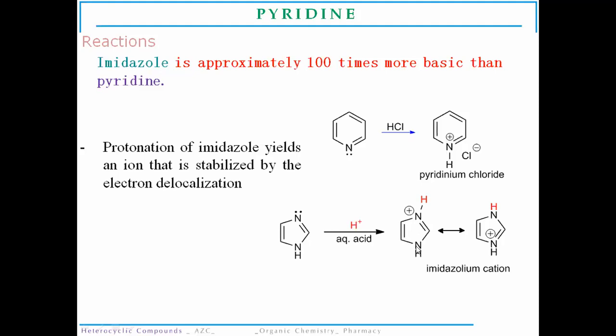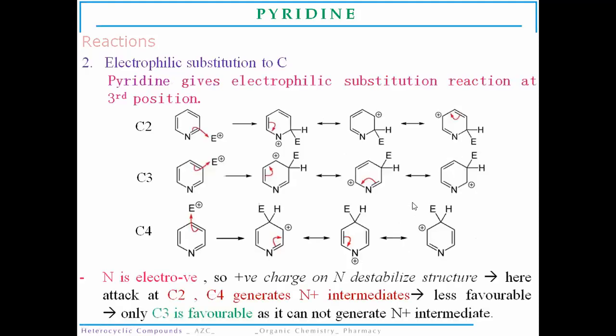That's why imidazole is 100 times more basic than pyridine, because there is continuous delocalization of the electrons. It is easily protonated because the electrons are continuously migrating. So it is easily protonated as compared to the pyridine molecule. That's why imidazole is 100 times more basic than the pyridine molecule. Now, the electrophilic substitutions to the carbon atom.